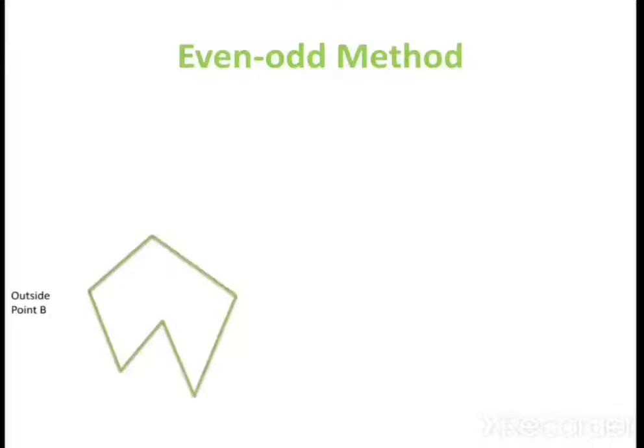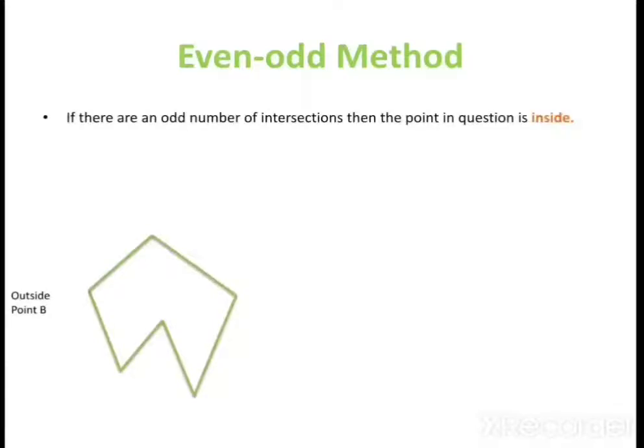Let us see this with an example. If there is an odd number of intersections, then the point in question is inside. We count the intersection points, and if that count is odd, then the point is inside. Its name suggests even and odd, so there is a meaning of even and a meaning of odd. What is the meaning of odd? An odd number means that the point in question is inside. So what is the point in question? You can see here, this is what the point in question means.